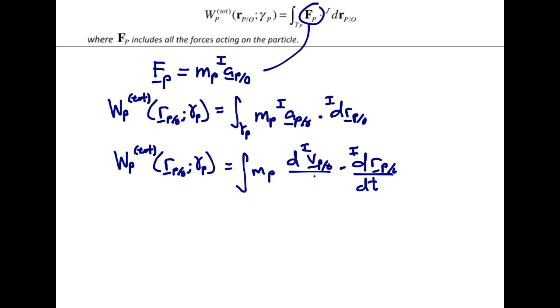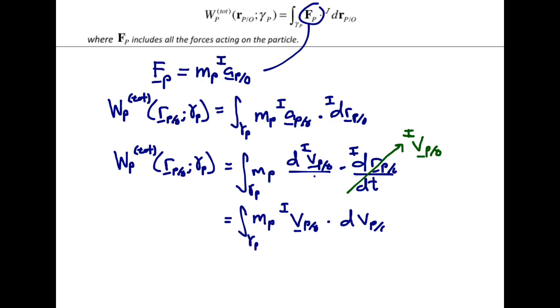And so you should recognize now that what we've done is we've changed that right side to a dv multiplied times v of P with respect to O as observed in the inertial reference frame. So dot products are commutative. This means that we now have the integral along this path of the mass multiplied times the velocity of P with respect to O as observed in the inertial reference frame, dotted with dv of P with respect to O as observed in the inertial reference frame. So all we've done here is switch this term with this term because dot products are commutative.